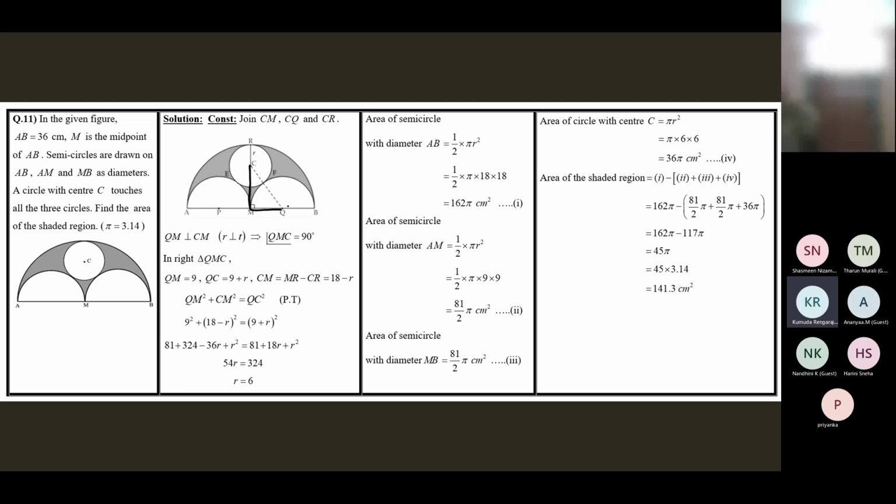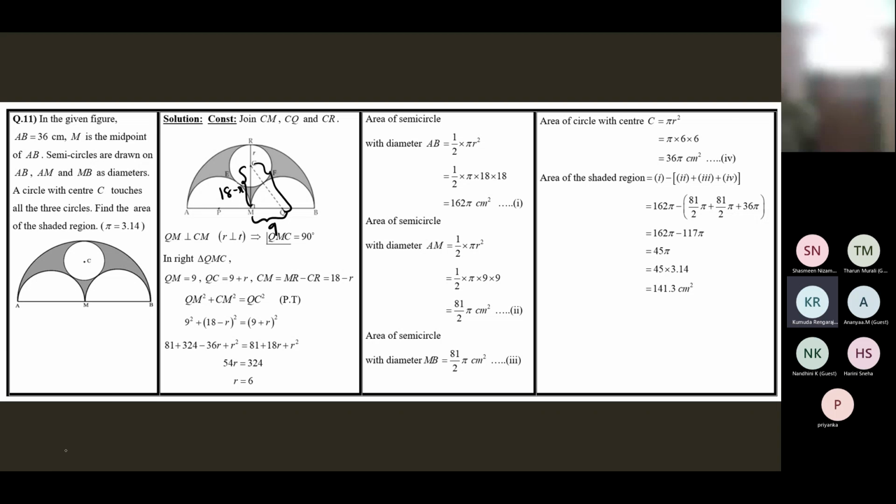Next is MQ. MQ is 9. We know that already because MB is 18, so half of 18 is 9. MQ is 9. So we have found that this is 18 minus R and this one is 9. Now what about CQ?